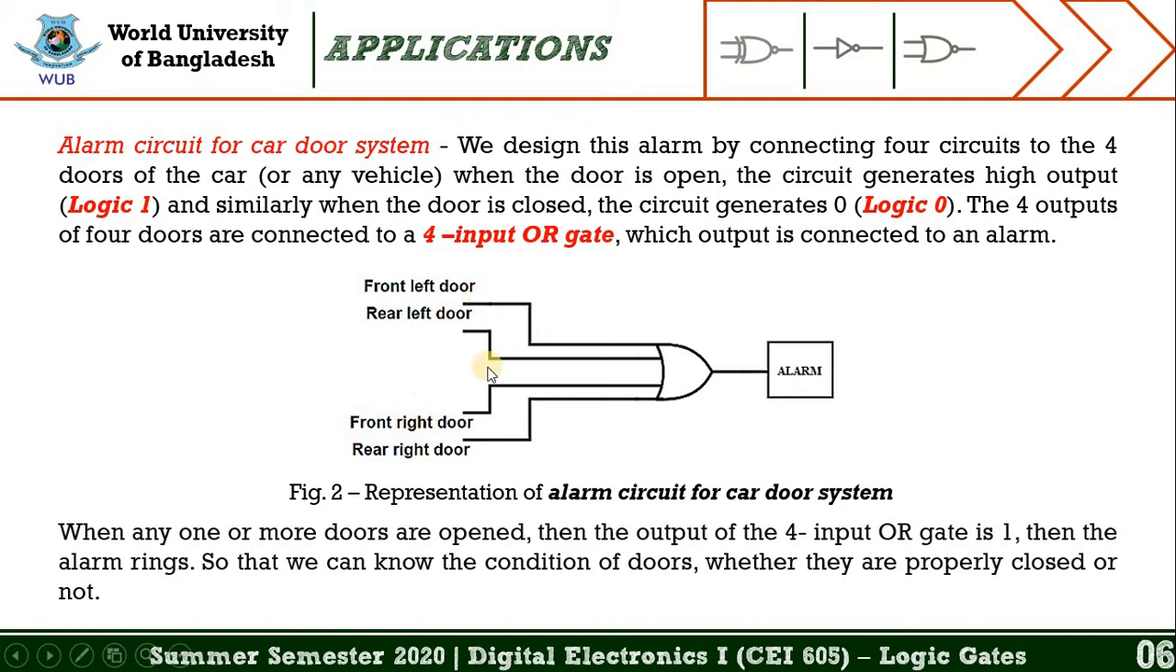When any one or more doors are opened, the output of the 4 input OR gate is 1. Then the alarm rings so that we can know the condition of the doors, whether they are properly closed or not. The figure represents the alarm circuit for the car door system, and as mentioned, in a private car there are 4 doors, which represent the 4 inputs of this OR gate.